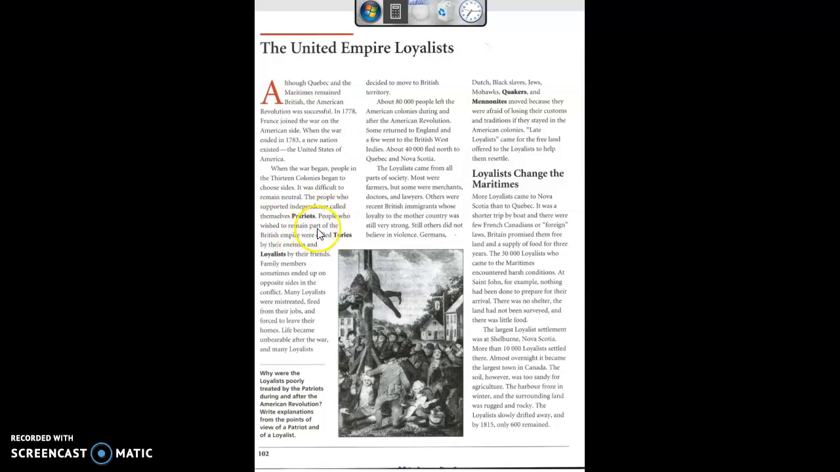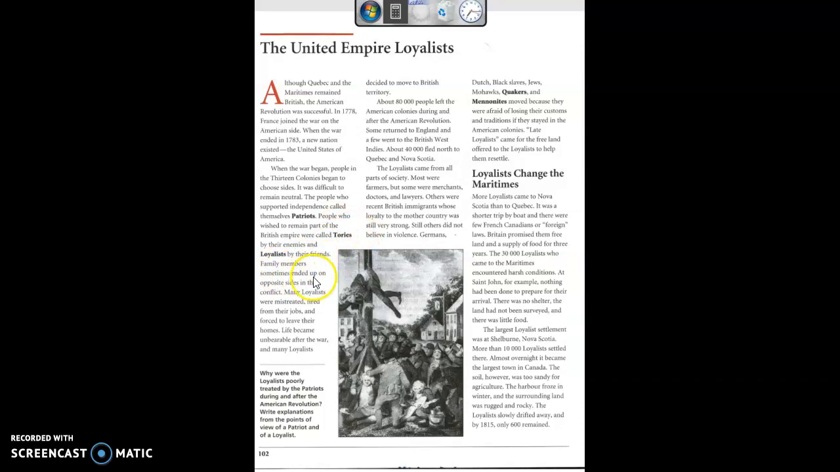People who wished to remain part of the British Empire were called Tories by their enemies and Loyalists by their friends. So if you were British and you found an American who wanted to stay British, you called them a loyalist. But if you were American and you found an American who wanted to stay loyal to Britain, you called them a Tory.